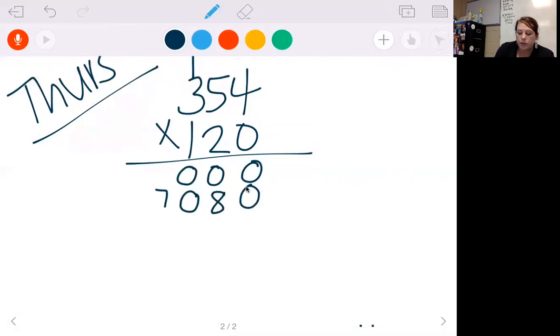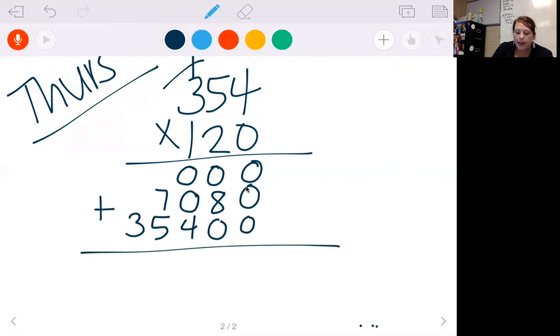Then I want to put my 2 placeholder zeros, and you can cross out that number you carried if it confuses you. 1 times 4 is 4. 1 times 5 is 5. 1 times 3 is 3. Then we can add it up. 0, 8, 4, 7, 8, 9, 10, 11, 12. So 42,480 is our answer there.